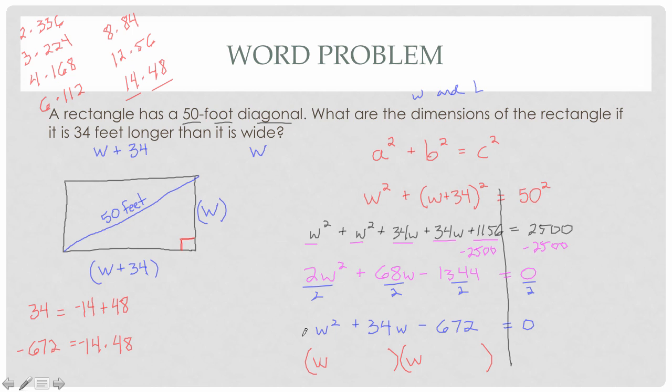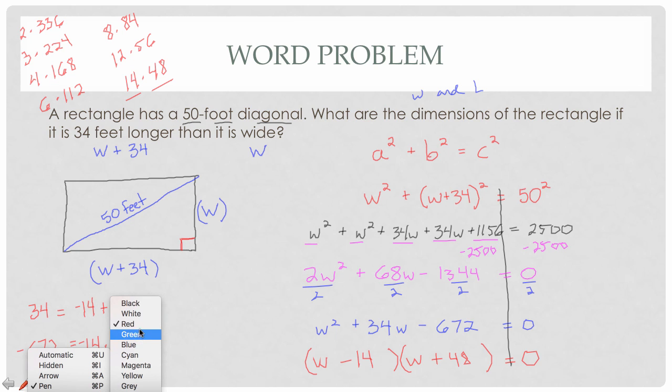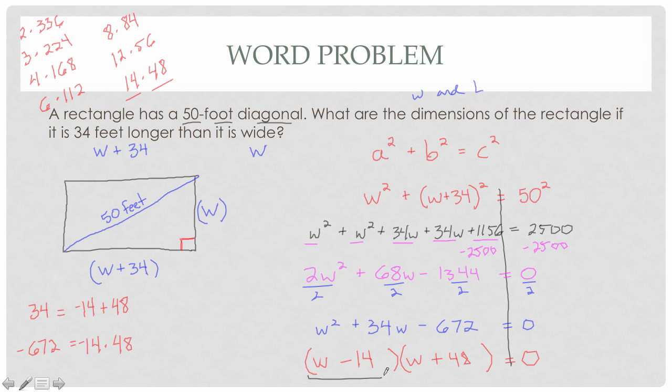Okay, we got my two numbers. So these factor into w minus 14 times w plus 48. And those equal 0. All right, we are ready to solve this thing out. I can tell by looking at this now, my two solutions are when w equals 14, that's going to make it 0, and when w equals negative 48.